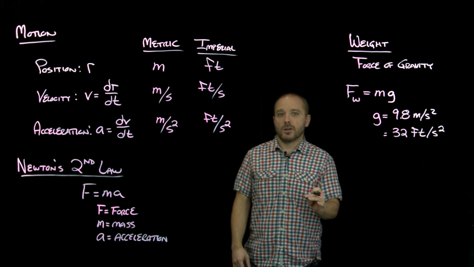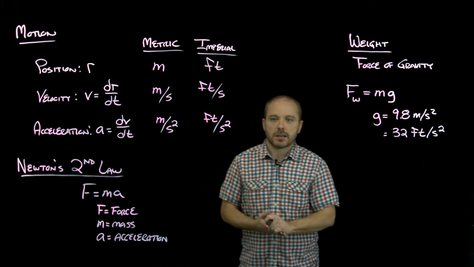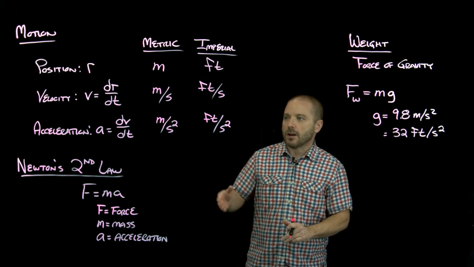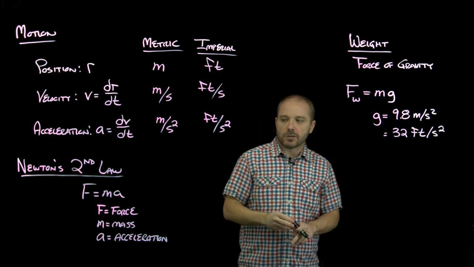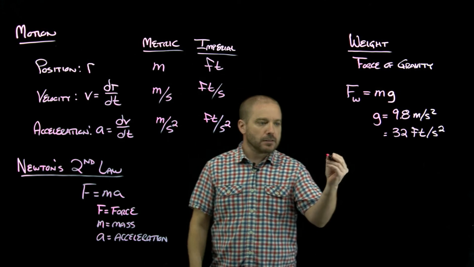Now, what are our units of force? So we know that force is a mass times an acceleration. And we already know our acceleration units for both metric and imperial. So what are our standard units of mass, first of all?